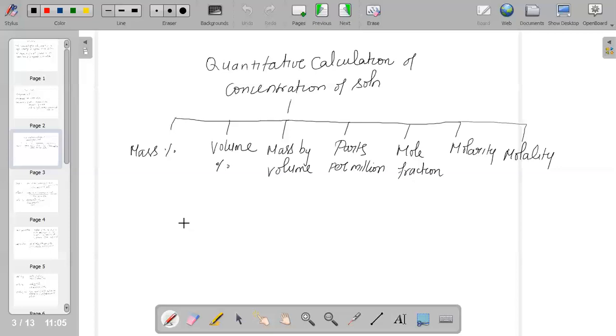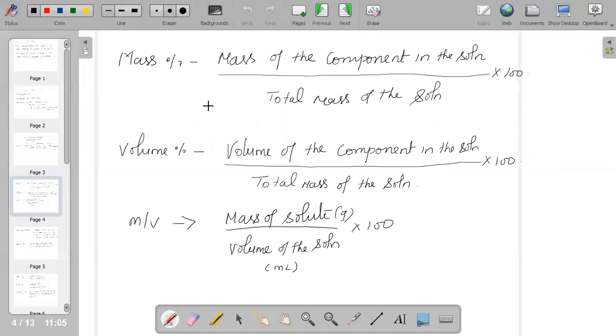When we talk about concentration, what is mass percentage? Mass percentage is the mass of the component in solution divided by the total mass of the solution, multiplied by 100. So it is the ratio of the mass of the component of the solution and the total mass of the solution into 100. We say that as a term, mass percentage.